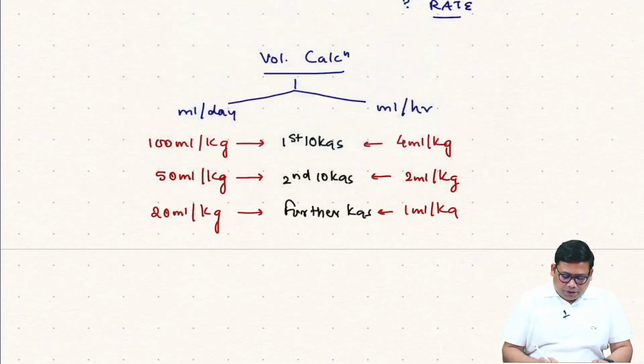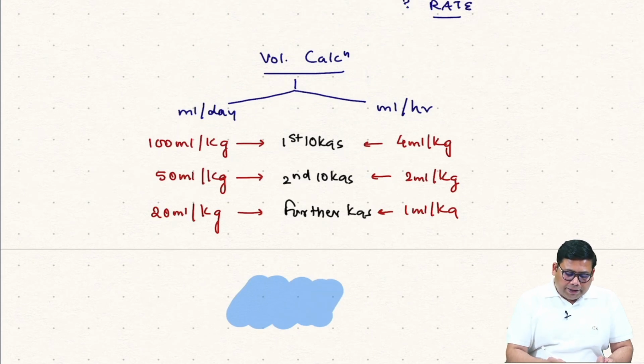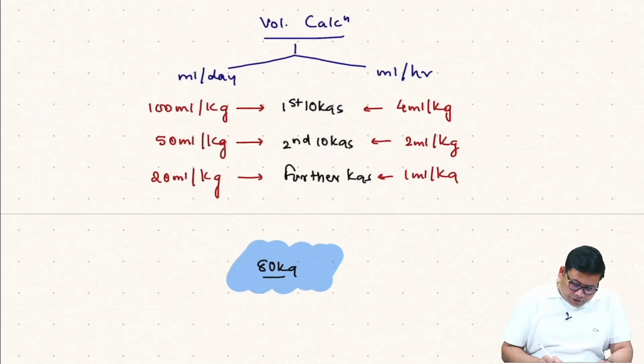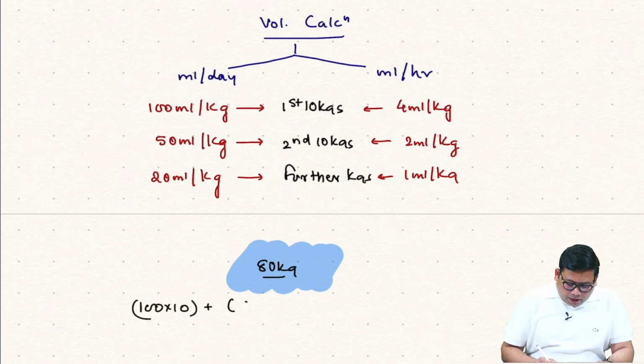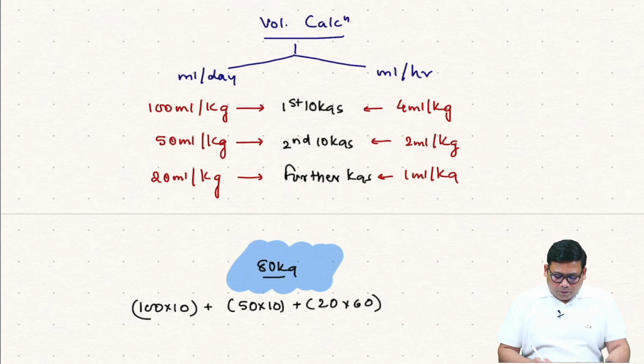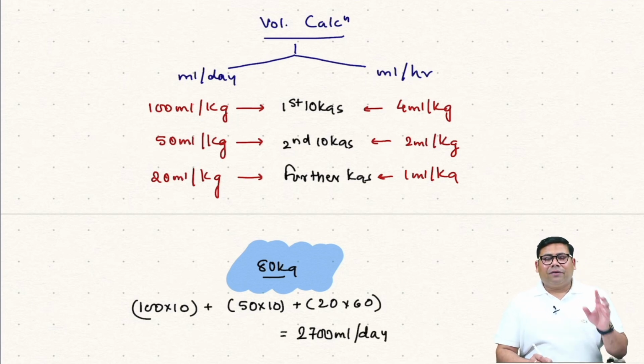If you see a patient who is, suppose, 80 kgs, and you require to calculate the fluid requirement, it is 100 ml per kg for first 10, along with that 50 ml per kg for next 10, and then 20 ml per kg for the remaining kgs. So if you add it, you'll get somewhere around 1000, 500, and then 1200 more. So that is 2700 ml per day. This is what is very important, 2700 ml per day.